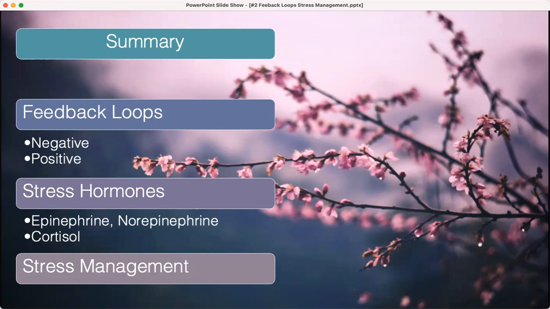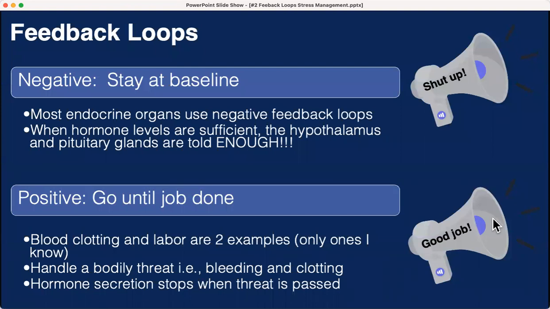So what we covered today were negative and positive feedback loops, stress hormones, epi, norepi, and cortisol, and stress management. Remember the feedback loops. The negative is what keeps you at baseline. And remember, most endocrine organs use negative feedback loops. That is when it's telling everything to shut up, enough is enough. And positive feedback loops, all you have to do is remember blood clotting and labor as the two examples.